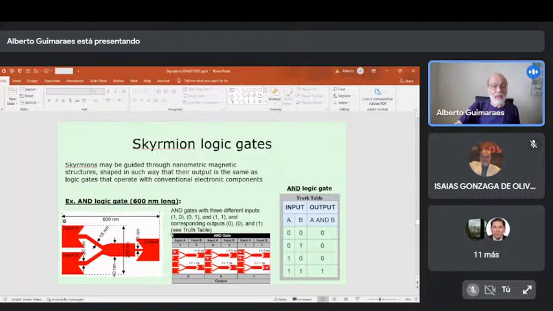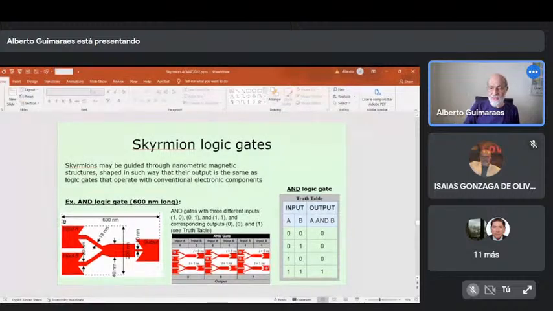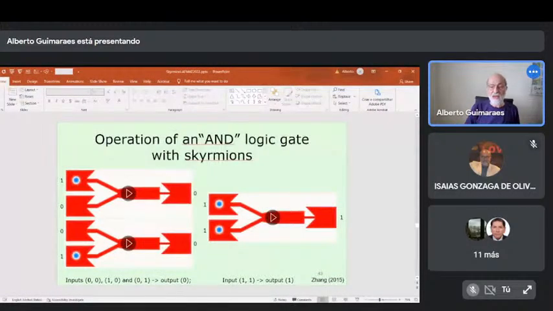Okay, skyrmions have been used to design logic gates. Circuits with this strange shape here have been designed. This is an AND gate. One skyrmion and 0 give no output. 0 and 0 give no output, and so on. So this is an AND gate. All the other gates have been prepared. It's a pity that I cannot show it. I had an animation here as well, showing how the AND gate operates with skyrmions.